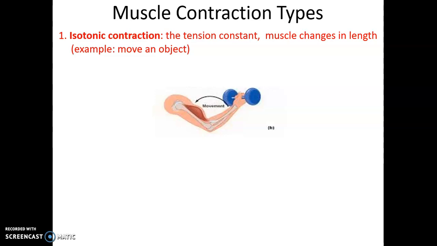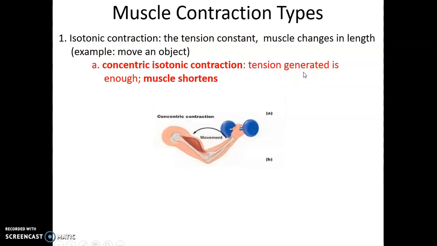Isotonic contraction is where you have tension that is relatively constant, and the muscle changes in length. So basically, the muscle is getting shorter or longer and moving an object. So, concentric isotonic contraction, the tension generated is enough to allow for a shortened muscle that moves the object. So this person is flexing at the elbow in order to move the weight. They are engaging in a concentric isotonic contraction.